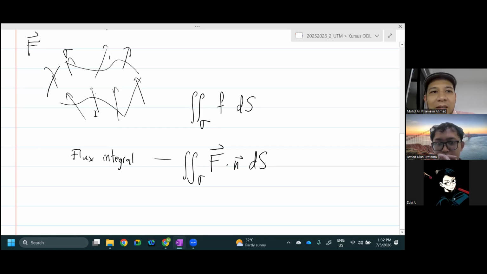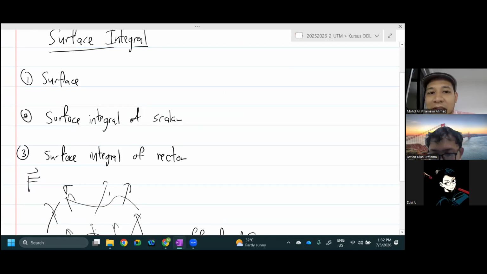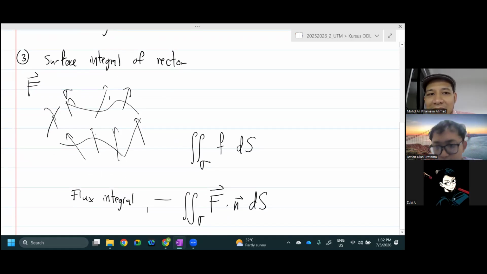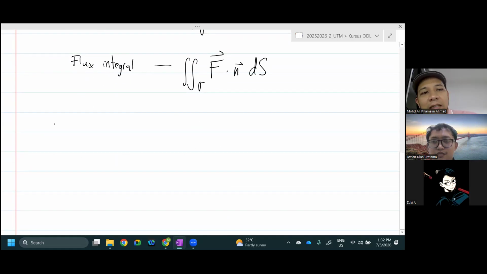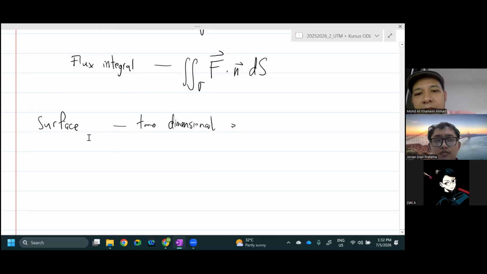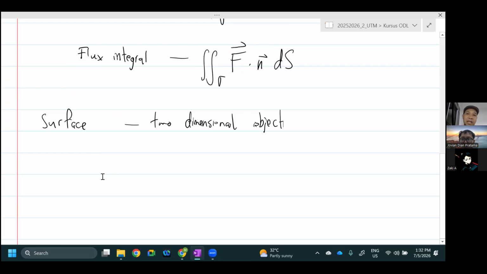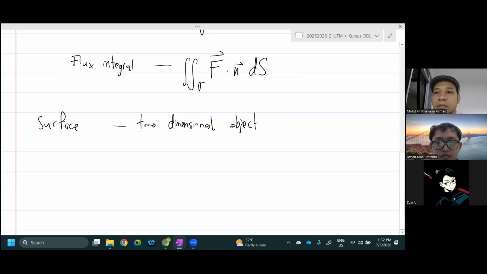Now let me talk about the surface, because the main agenda is the surface. What is a surface? You can understand a surface as a two-dimensional object. Briefly speaking, it is a two-dimensional object where you have two parameters to represent it. That is another way to understand what a two-dimensional object is.